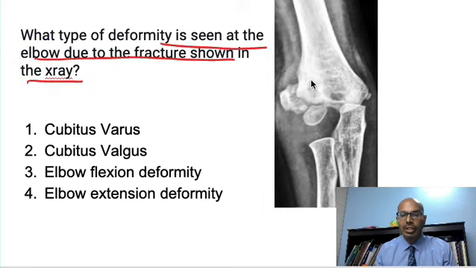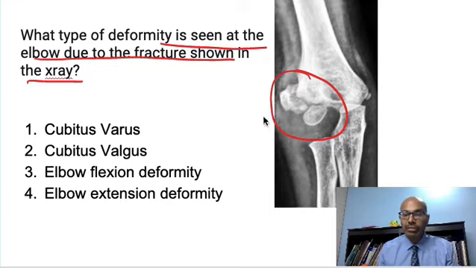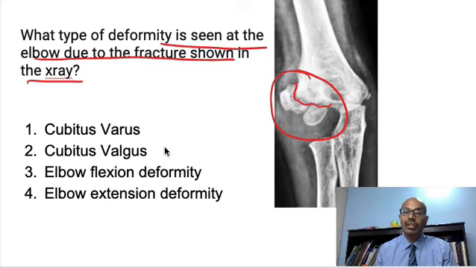So you can see that something is wrong over this area of the elbow. This is the lateral area of the elbow, and therefore this is the lateral condyle or lateral epicondyle. You can see there is a fracture line going through it, so it's most likely a lateral condyle non-union. What is the deformity that occurs later? The deformity that occurs is cubitus valgus.